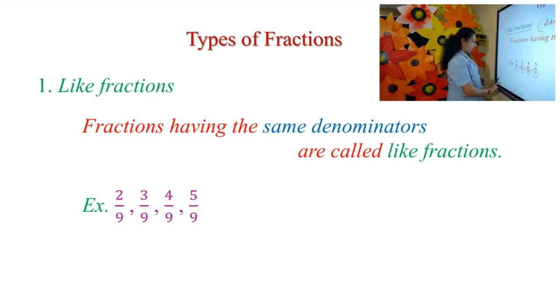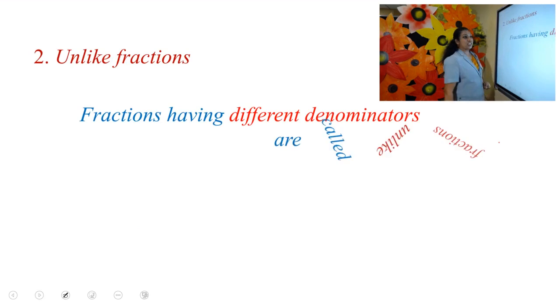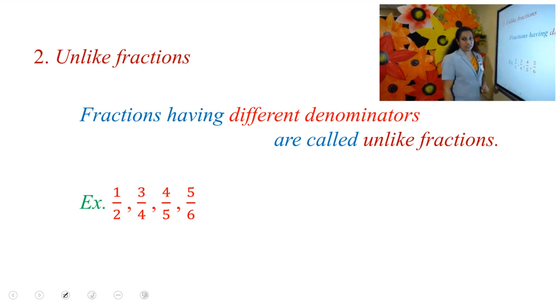So what will be unlike fraction? Fractions having different denominators. Unlike fraction, that is the second type of fraction. Unlike fraction means fractions having different denominators are called unlike fraction. We can write 1 by 2, 3 by 4, 4 by 5, 5 by 6, different denominators. They are known as unlike fraction.